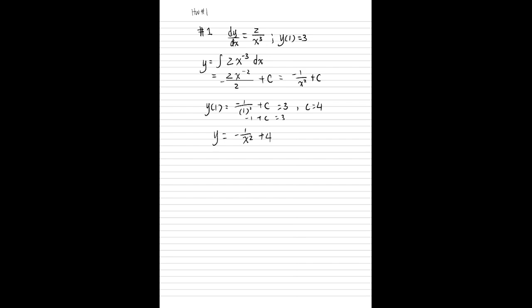So I take the integral of dy dx. I use the power rule with the integral of 2x to the -3 dx, which is equal to -2x to the -2 over 2 plus c. So I got -1 over x squared plus c, and plug in the 1 into the y, which is equal to -1 plus c equal to 3. The c is equal to 4. So the final equation I got is y equal to -1 over x squared plus 4. Yeah, okay. Thank you, Junyi.